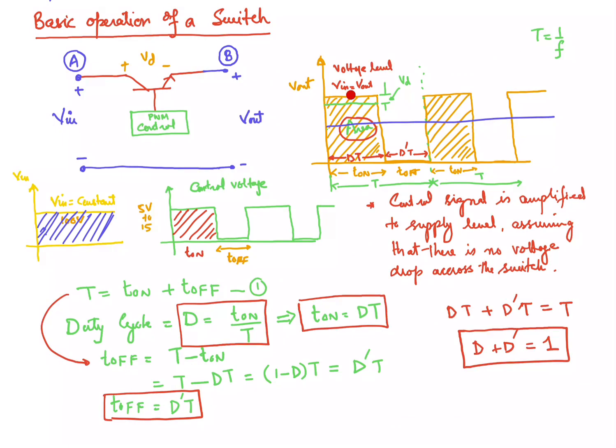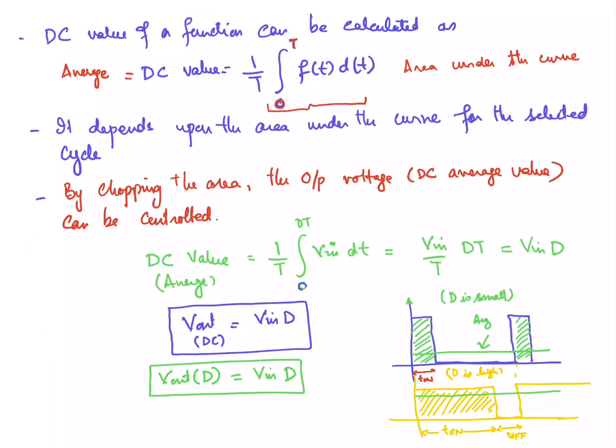When our switch is turned on, if we assume that there is no voltage drop over here, this is the voltage that we are going to get at the output. So output voltage is equal to the input voltage or the supply voltage. So we will have to integrate this supply voltage from this point to this point, that is, T on is equal to DT. So we are going to integrate it from 0 to DT.